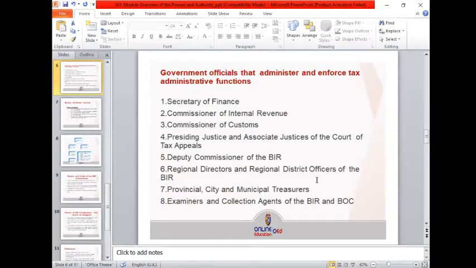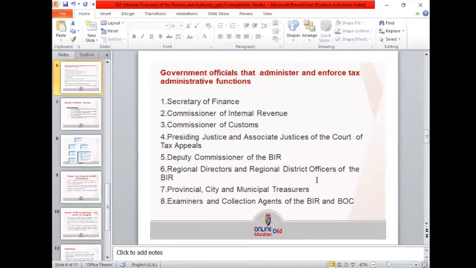Our BIR commissioner also facilitates the regulations on collecting taxes under the tax law from all taxpayers. And the Commissioner of Customs is, if I'm not mistaken, Nicanor Faeldon, if he is still the commissioner, in charge of the tariff taxes and the customs duties on the importation and exportation of commodities.